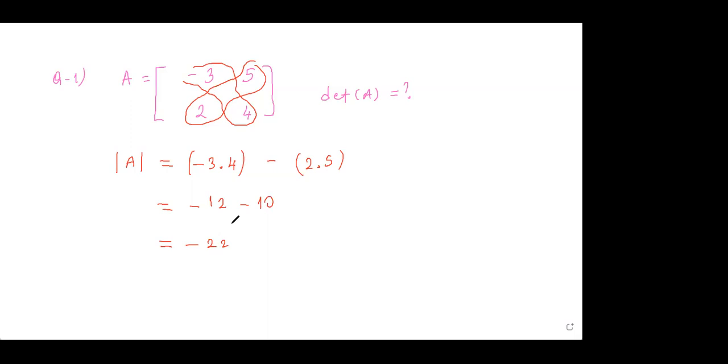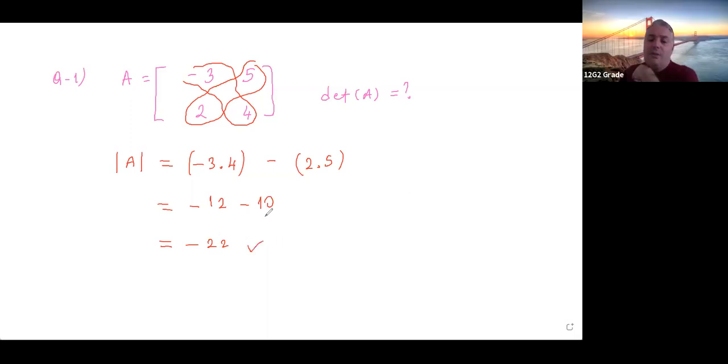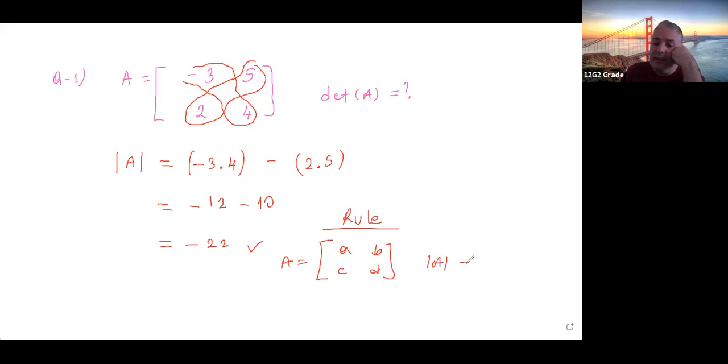-22 is determinant of A. Whenever we have a 2 by 2 matrix, determinant is so simple. The general rule is this. If the matrix A is a, b, c, d, then determinant of A is equal to a times d minus b times c. That's it. So that is for 2 by 2.